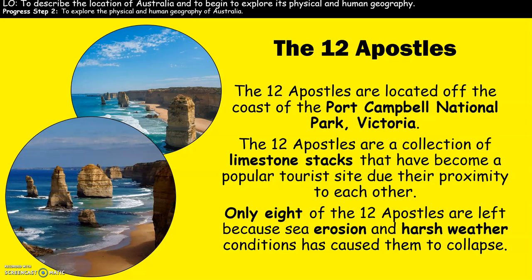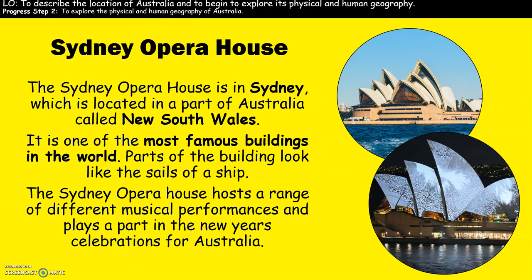So next one is the 12 Apostles. The 12 Apostles are located off the coast of Port Campbell National Park in Victoria. The 12 Apostles are a collection of limestone stacks that have become a popular tourist site due to the proximity, so the closeness to each other. Only 8 of the 12 still stand, and that's down to coastal erosion and subaerial processes and harsh weather conditions that have caused them to collapse.